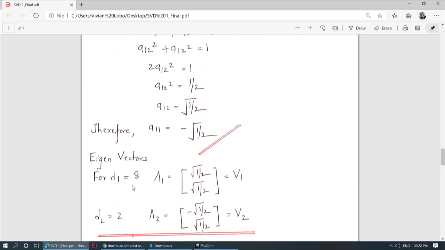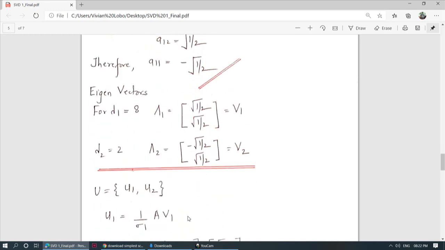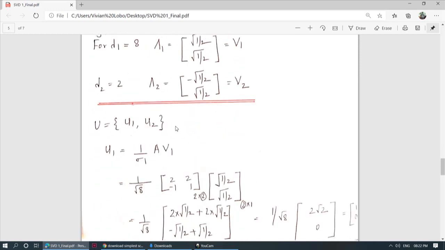So when lambda 1 is equal to 8, my eigenvector V1 is square root of 1 by 2, square root of 1 by 2. When lambda 2 is equal to 2, my V2 is minus square root of 1 by 2, square root of 1 by 2. Now if you remember, I told you our matrix can be divided into three elements: U, sigma and V. So now U is what? It is nothing but U1 comma U2 because it is a 2 cross 2 matrix.